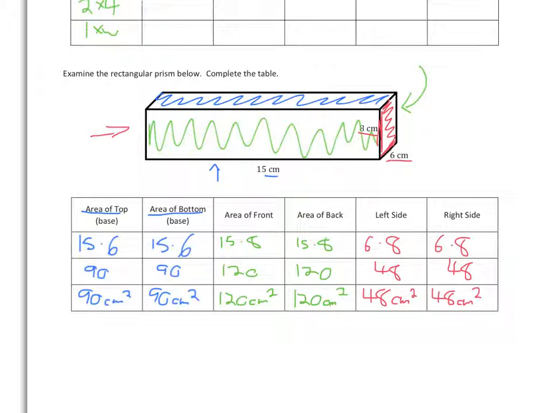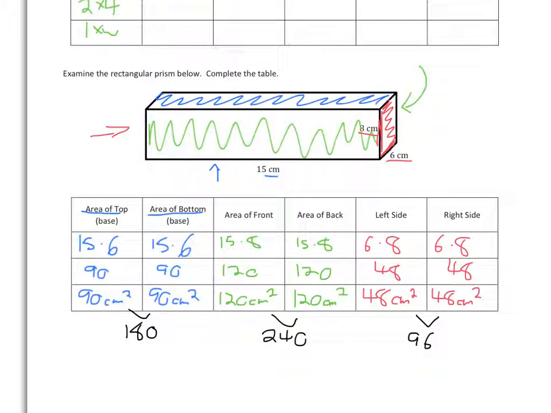Perfect. And then finally, I would want to find the actual surface area. So the surface area would be if I added all of these up together. So I know that 90 and 90 would be 180, 120 and 120 would be 240, 48 and 48 would be 96.